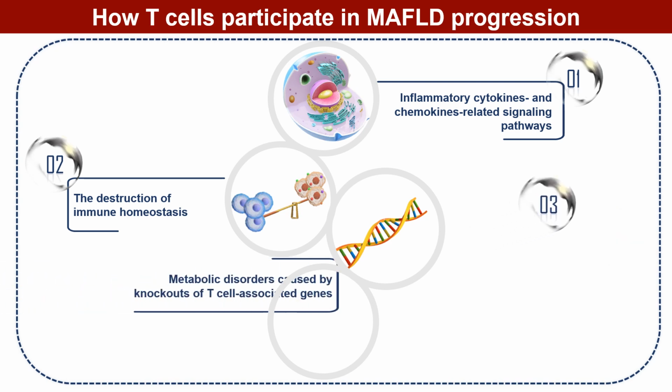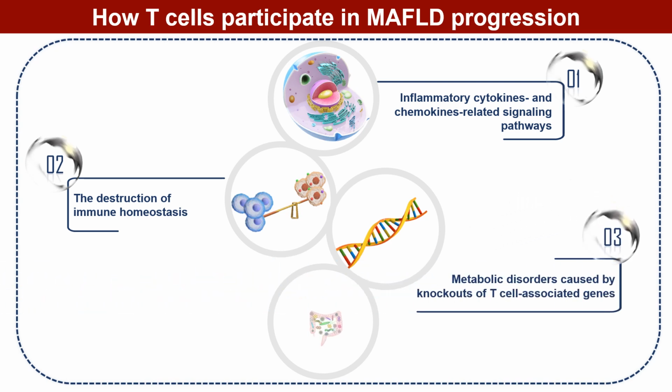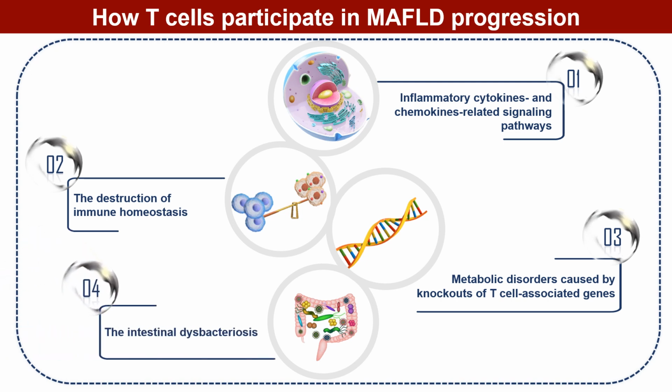These observations imply that the destruction of immune homeostasis may cause hepatic inflammatory responses, liver fibrosis, or further hepatocarcinogenesis through mediating inflammatory cytokines and chemokines-related signaling pathways. In addition, CD8 T cells and T cells act as a double-edged sword that could either exacerbate steatohepatitis or improve MAFLD in different in vivo models.